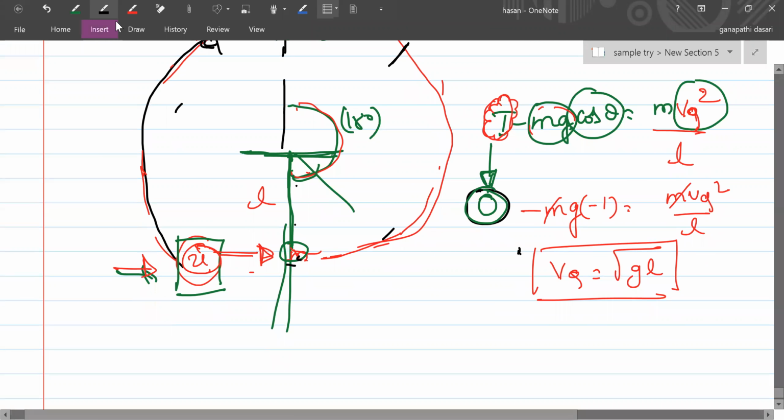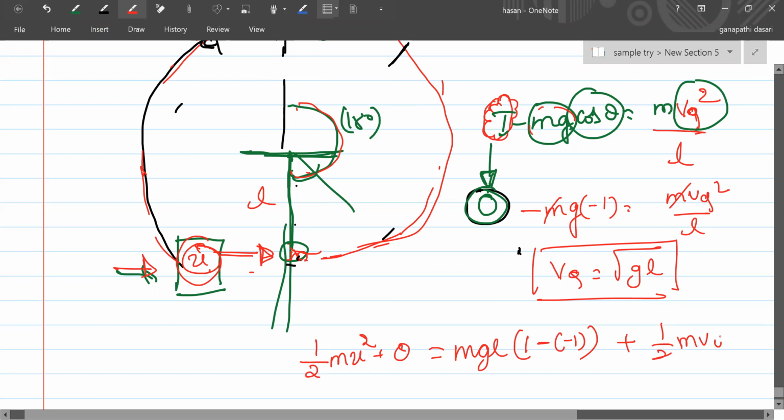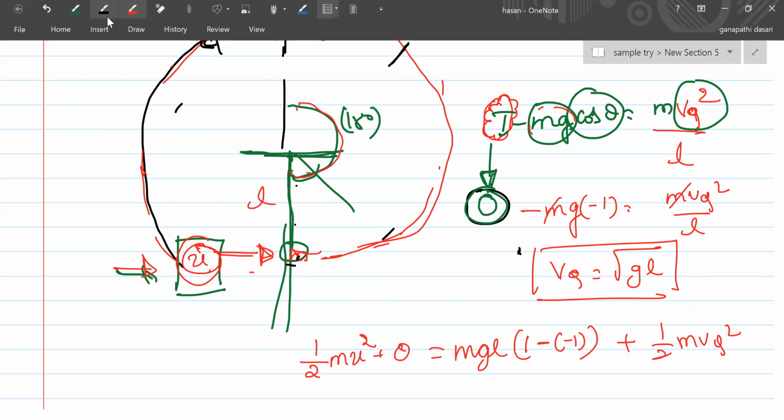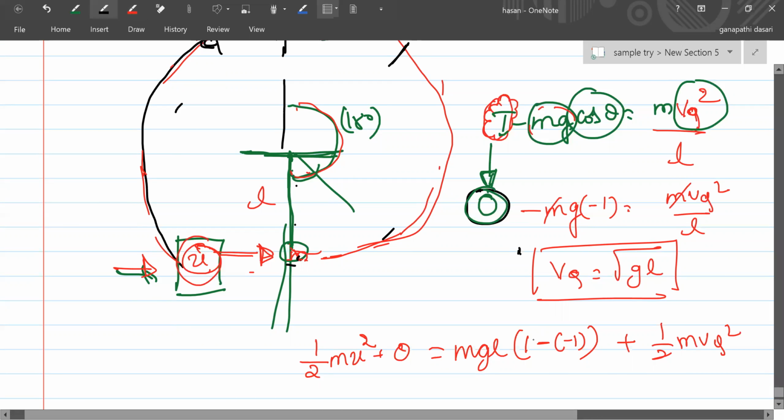Now we will use the energy equation here. Initial kinetic energy is half m u squared. Initial potential energy is 0. That should equal the final potential energy, mgL(1 minus cos theta), plus half m v_Q squared. Cos 180 is minus 1, right? So this becomes 1 minus of minus 1, which is 2mgL, right?